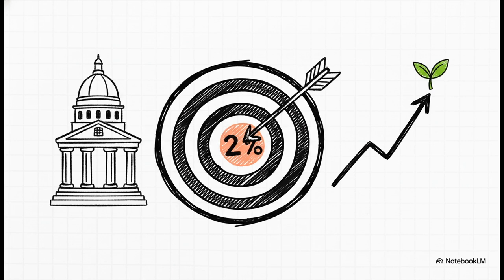The Bank of England's job is to keep inflation low, yes, but also stable, and they aim for a target of 2% per year. Why not zero? Well, a little bit of inflation is actually seen as a sign of a healthy economy, one that's growing.